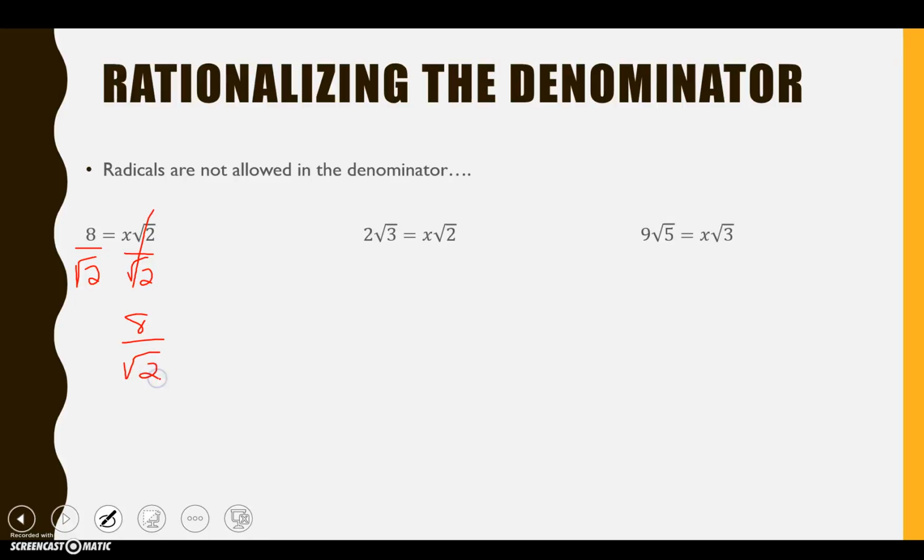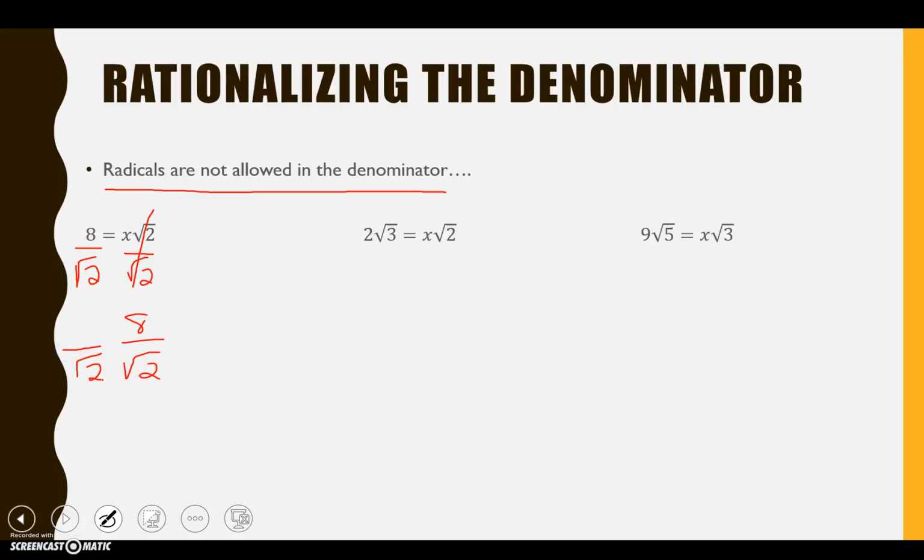Now the thing to keep in mind here is that radicals are not allowed in the denominator. And so what we do is called rationalizing the denominator, because in the denominator is a square root of 2, which is an irrational number. So what we want to do to get rid of it is turn it into a whole number. And what I want to do that with is multiply the bottom by the square root of 2.